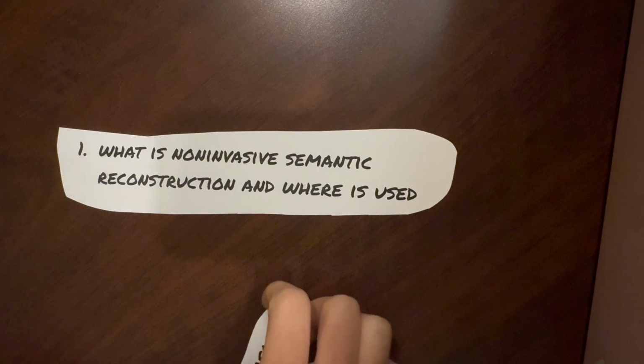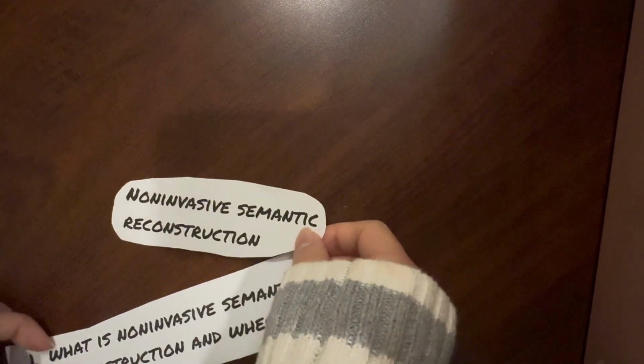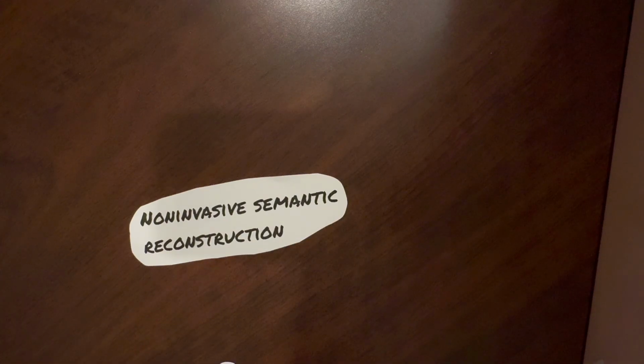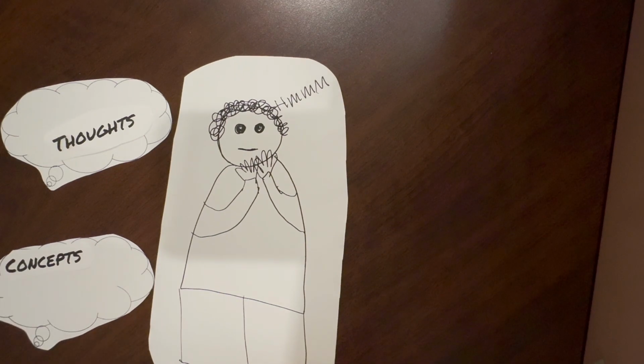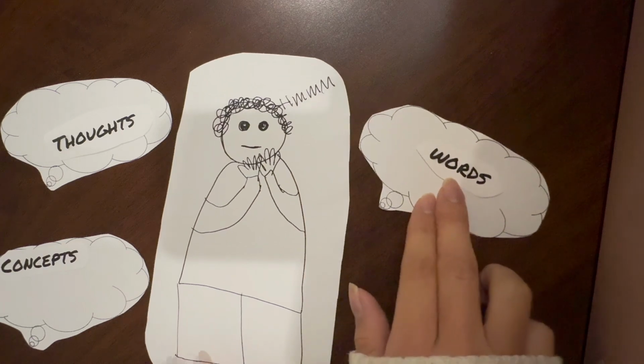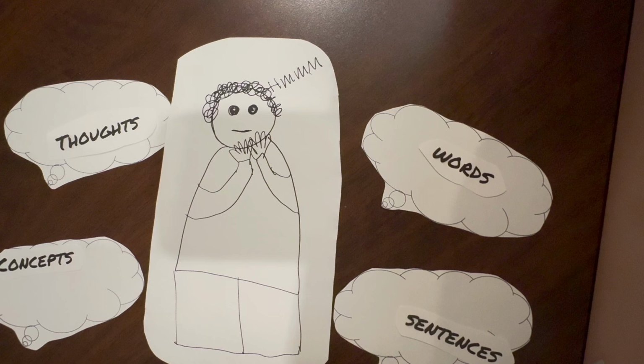First, we can start off with the question, what is non-invasive semantic reconstruction and where is it used? Non-invasive semantic reconstruction is a technique that allows us to decode brain language through interpretation. It's a way to understand thoughts and ideas by studying brain activity without needing surgery or anything invasive. This technique can decode things like thoughts, concepts, words, sentences, and even stories by looking at brain patterns.